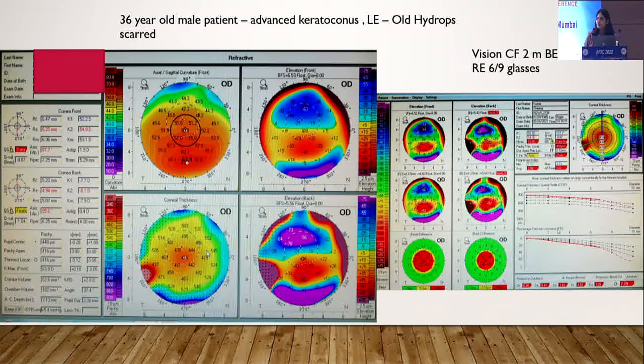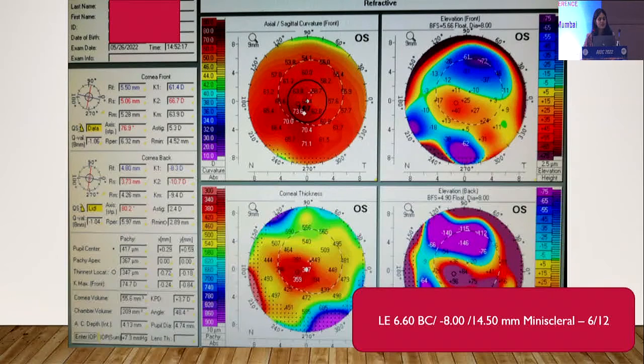Sometimes you may have a patient who's not a classic case of just keratoconus. This 36-year-old patient had advanced keratoconus, and the left eye had developed hydrops earlier, which is now scarred. The patient had very poor vision, and had actually never had good vision in the left eye ever. And when the mini-scleral contact lens trial was done in the left eye, the vision improved to 6/12. So the patient was really happy because he had never even expected that he would have that good vision with his left eye ever.